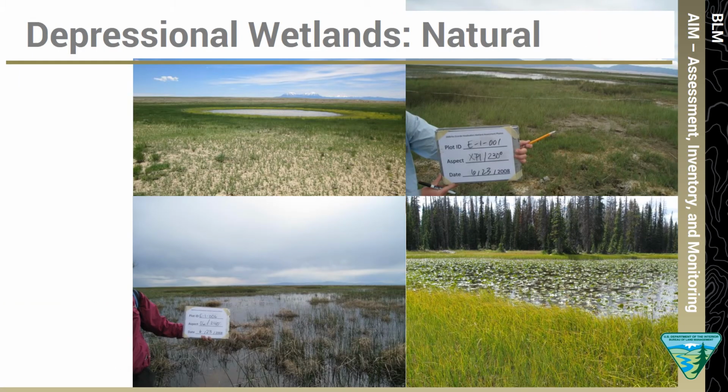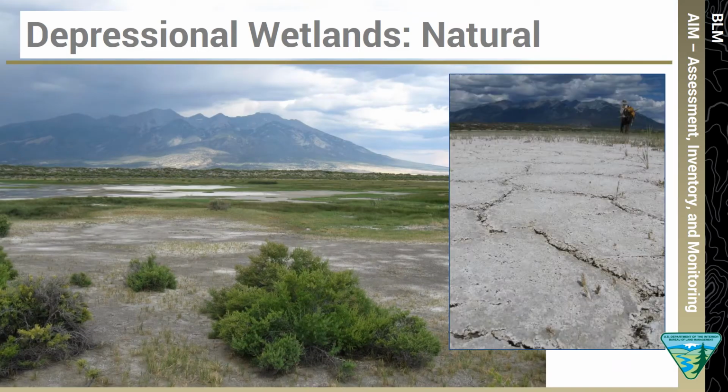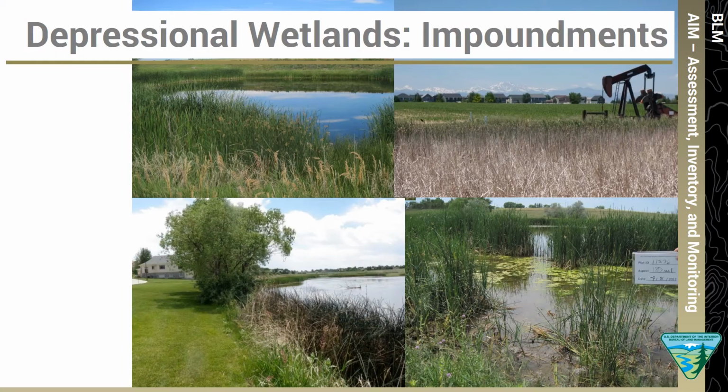This slide and the next show examples of natural depressional wetlands across the West, including playas and some ponded features. Depressional wetlands, especially playas, can be saline, with salt deposits on the surface. There are also many non-natural depressions formed by impoundments and excavation.